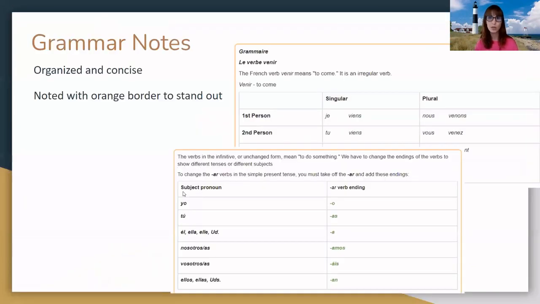When you go into your text, you're going to see that grammar notes are denoted with the orange border around them. So whenever your students see that orange, they're going to know, okay, this is something very important that I need to know. They're organized and super concise, so that there's not a bunch of extra fluff, and students can very easily see, like in the charts, this is exactly what I need to know, this is important, and this is how it's explained. So it makes it very easy for your students to pick out that information. It's organized so that it's easy for them to process.